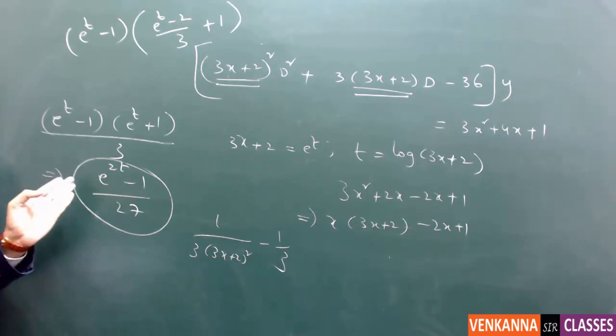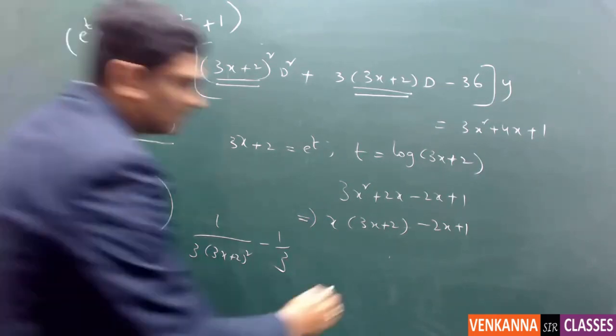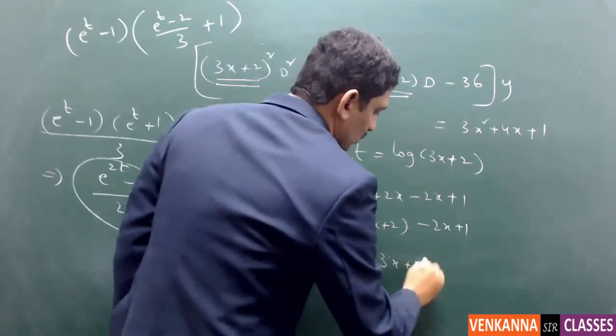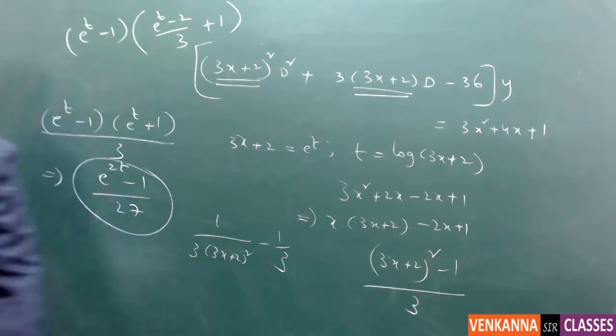Please don't bother, because from the examination point of view, Legendre's is given less priority. So as we have mentioned, 3x plus 2 whole square minus 1 whole by 3, right? Yes. It will come in that manner. Thank you.